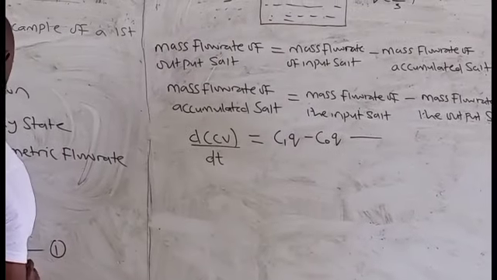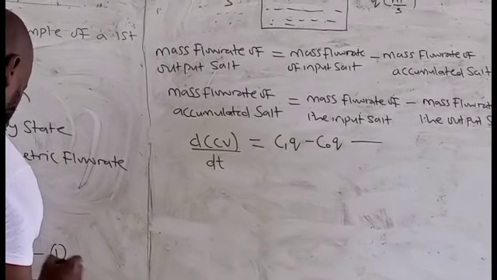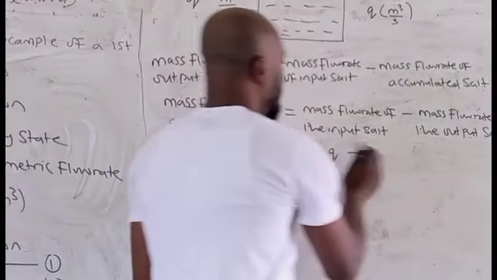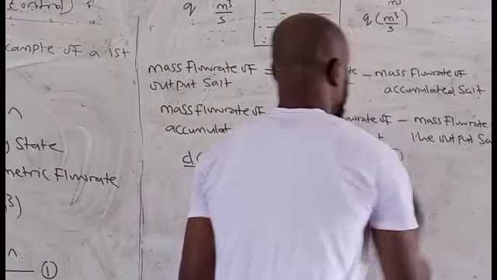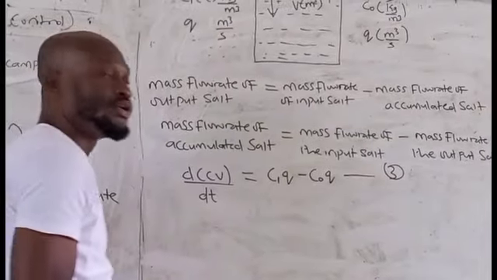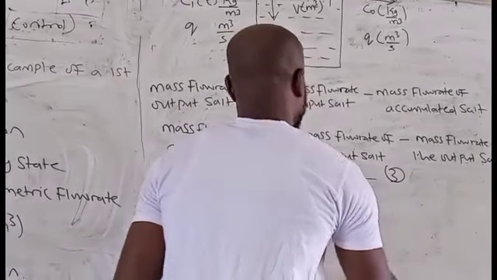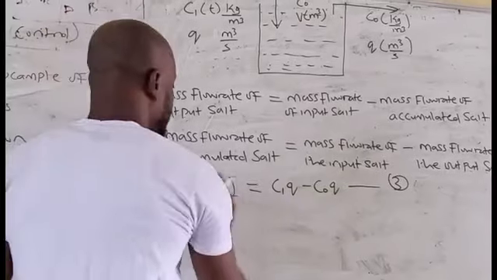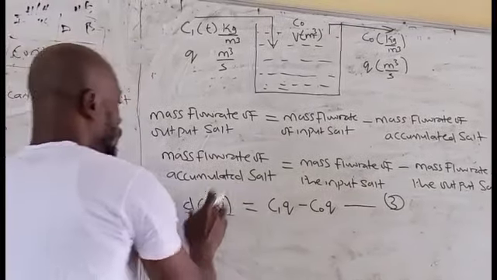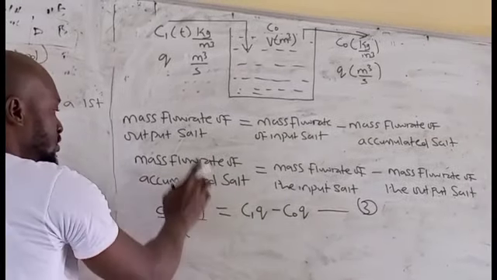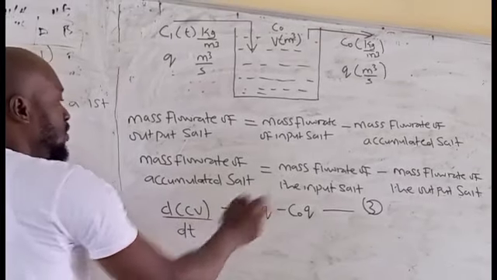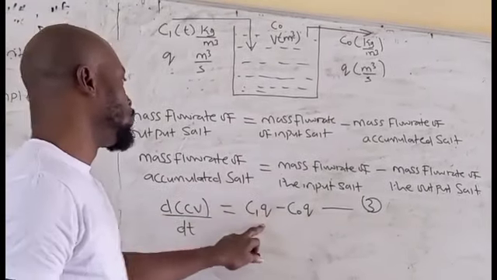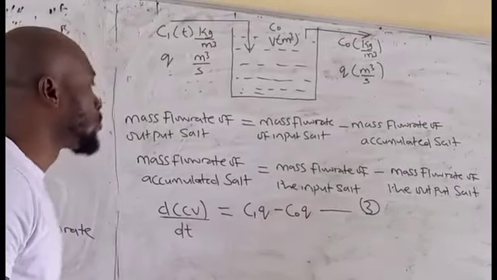And this one now is equation 2. So from here, we can see this one is equation 3. We have this equation 3. So now from here, you see that d[CV]/dt, the change in [CV] over dt, will give you c1 Q minus c0 Q.